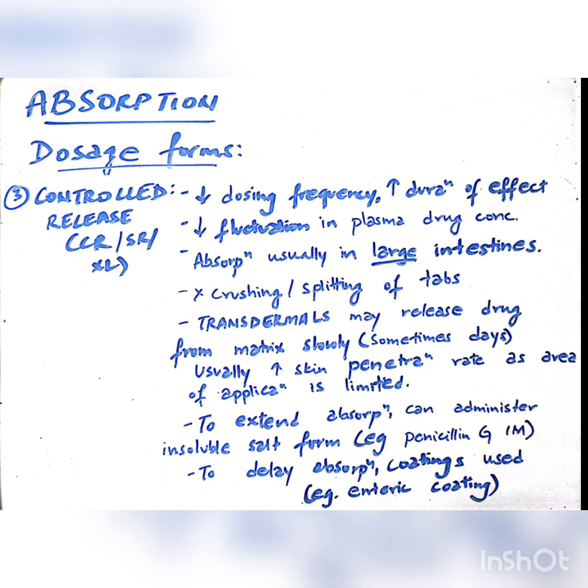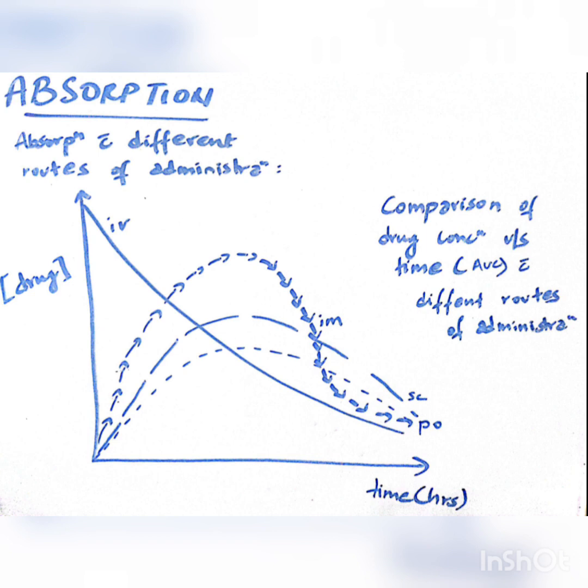To extend the absorption, you can administer an insoluble salt form of a drug, such as the IM form of penicillin G. And in order to tweak the delay of the absorption of a medication, coatings such as enteric coatings can be used for aspirin, like all of us know, so that the medication can be absorbed in a delayed manner and not right away when it goes into the stomach, for different reasons, sometimes compliance, sometimes side effect management.